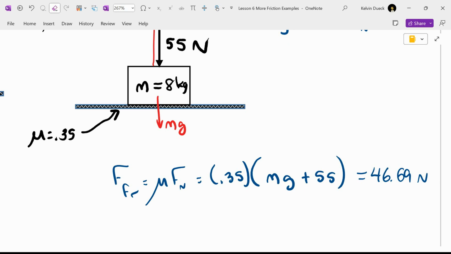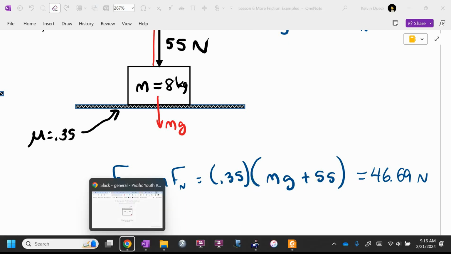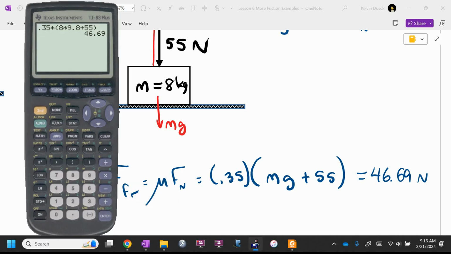That's the biggest friction can be. Now, that doesn't mean that friction is that big. Cristiano, is that okay? Did you remember to put it in brackets? You have to go 0.35 times bracket 8 times 9.8 plus 55 close bracket, because that's the whole normal force. Or what you could have done is go 8 times 9.8 plus 55 on your calculator and then say, okay, it's going to be mu times the normal force. You also get the 46.69.